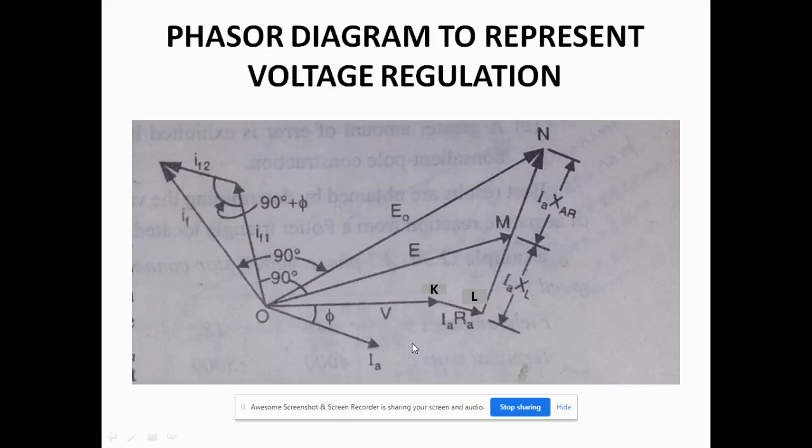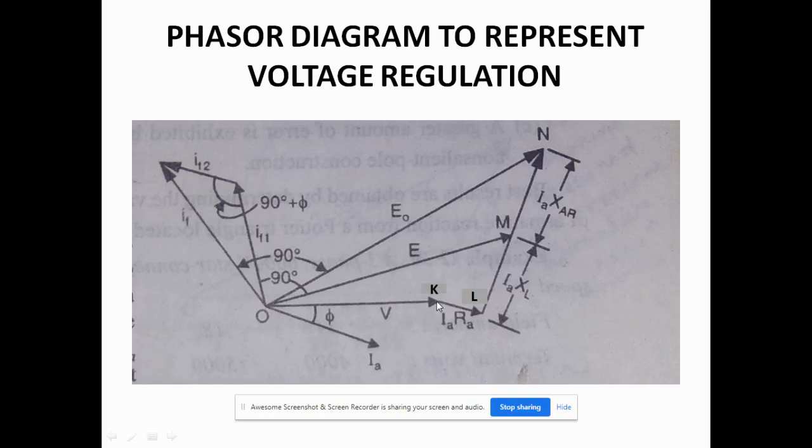Now we'll discuss the phasor diagram to represent the voltage regulation. So in this phasor diagram, first look at the reference we are considering. Here in the x-axis we are taking the voltage V. So V stands for the terminal voltage of an alternator. Then another phasor is Ia. Current phasor is Ia. This is armature current. So this armature current is lagging behind V at an angle of phi. So as armature is having some inductive coil, therefore current starts to lag behind the voltage by an angle phi.